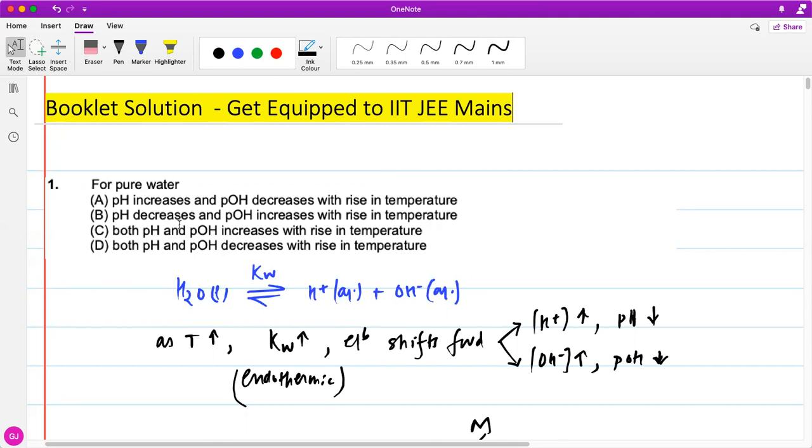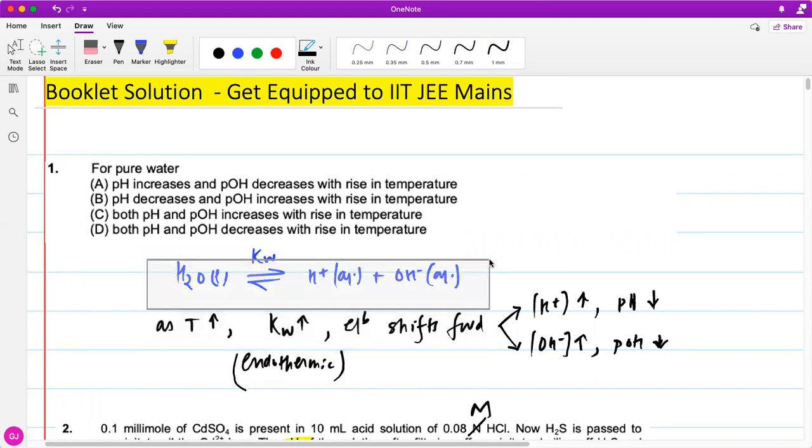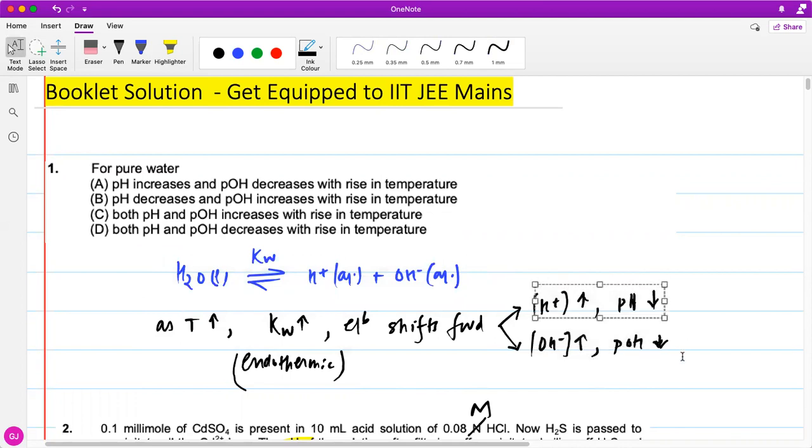Now, the first question is something which we typically do in our lectures, where we discuss this concept while describing the pH scale. The pH and pOH of pure water comes from this self-ionization equilibrium. What we understand is that for increasing temperature, the Kw value increases, which shifts the equilibrium in the forward direction, which increases the concentration of both H+ and OH-, and hence the values of pH and pOH both become lower. Hence, this option would be the correct answer.